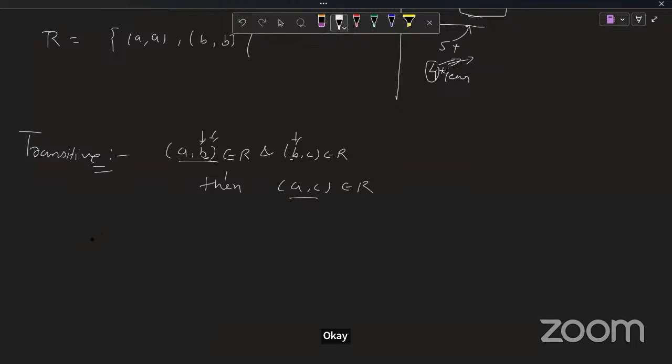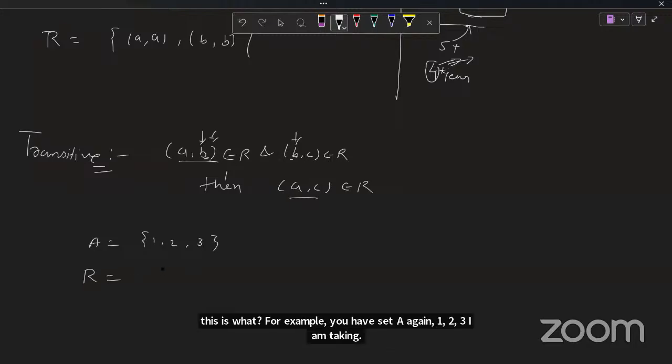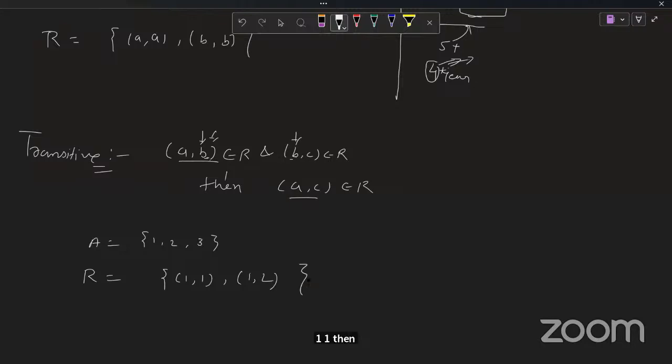For example, you have set A again, 1, 2, 3. Now take (1, 1), then (1, 2). Is this a transitive relation? Yes. Why? Because here, see, the second entry of one pair and the first entry of the other are equal. So I need to see whether (1, 2) is inside R or not. It is inside R. So it's a transitive relation, right?